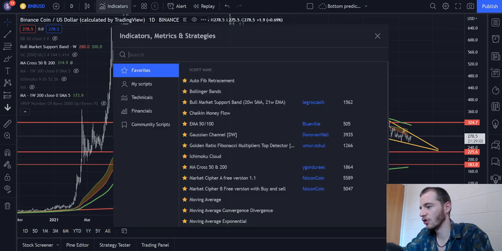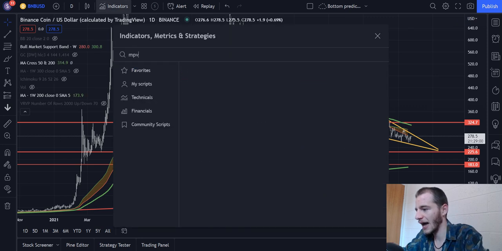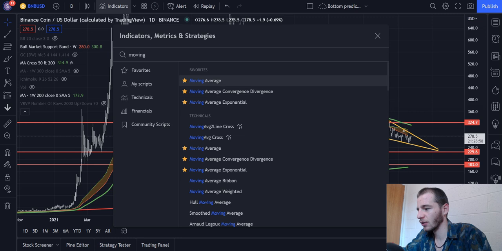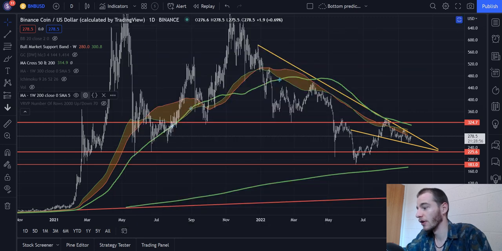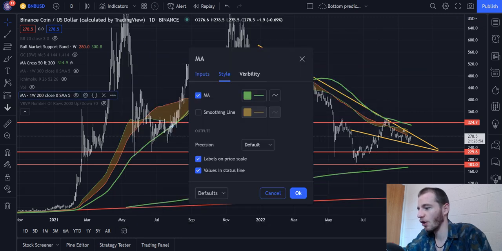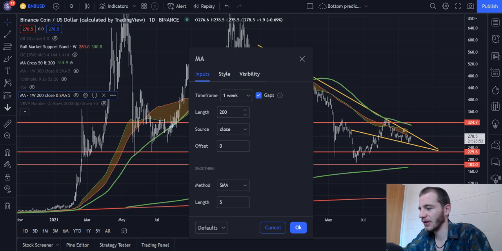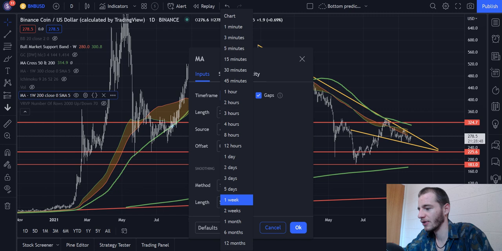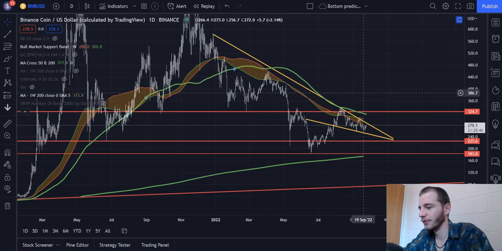So go ahead and go to indicators, then moving average. Just type up moving average, click on that, and then bring 2 of those up. Then you can click on settings and alter the time frame. For example, you're going to type in 200 for both of them, and one of them you're going to change to 1 week in the time frame. One of them is going to be 1 day, and you should have both of these green lines.